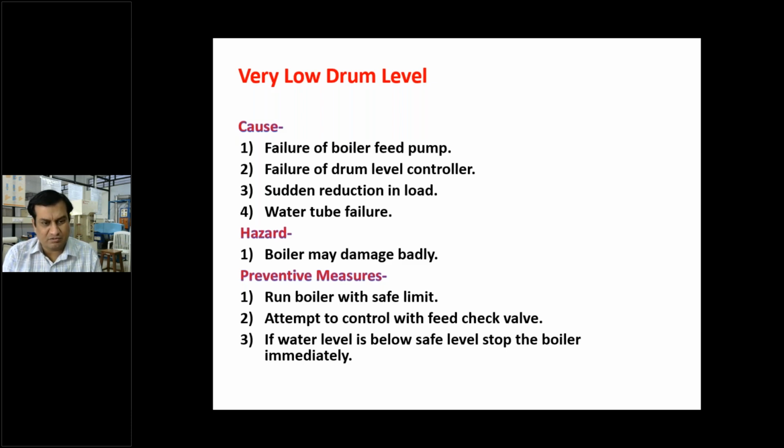Run the boiler within safe limits, and attempt to control with the feed check valve. So you have to check that feed check valve. If the water level is below the safe level, stop the boiler immediately, because overheating may be an issue, and if overheating continues, there may be chances of explosion or major damage to the boiler. So safety valve check is the major concern to prevent that, and to avoid these cases, you have to regularly inspect the feed pump arrangement, the level indicators and controller systems, and the water tubes.